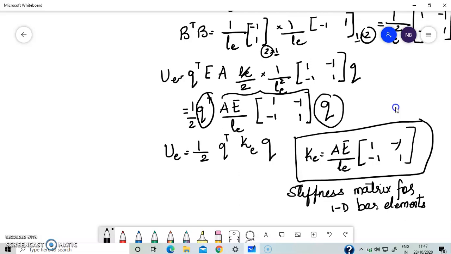Look at the size of the stiffness matrix. It is 2 by 2. So for a bar element, we have two nodes, node 1 and node 2. The degree of freedom is, each node can move in one direction. So this can move in one direction and this can move in one direction. So the degree of freedom is 1 plus 1, which is 2. So the stiffness matrix is a square matrix of size 2. That is why we get 2 by 2 here.